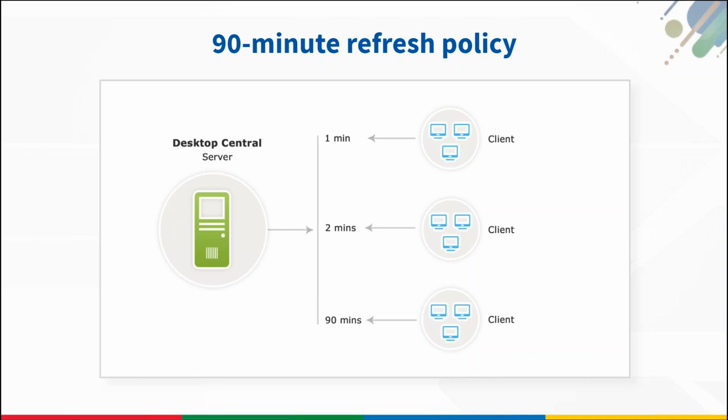For example, in a network of 90 computers, one computer will reach out to the Desktop Central server in a minute. For 900 computers, 10 computers will reach out to the Desktop Central server in a minute. And similarly, you can calculate it for any number of computers.